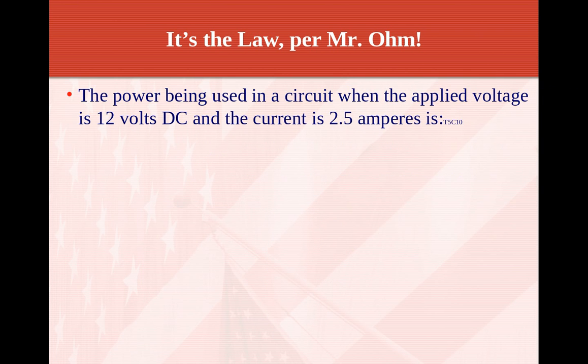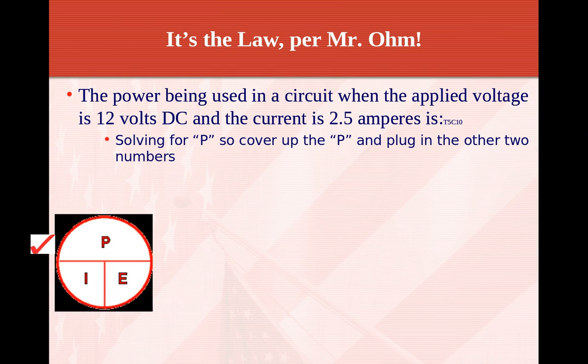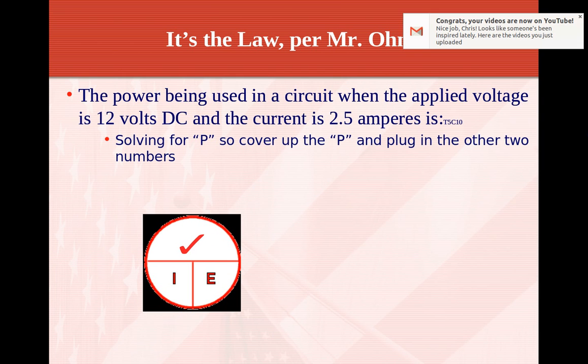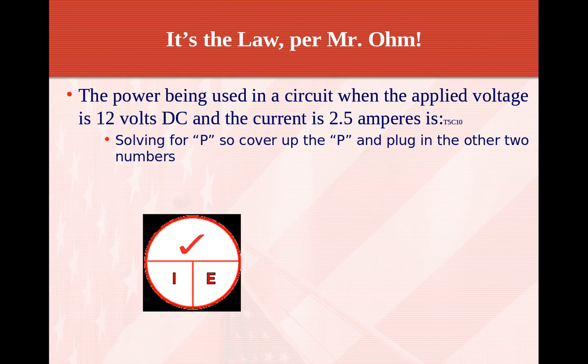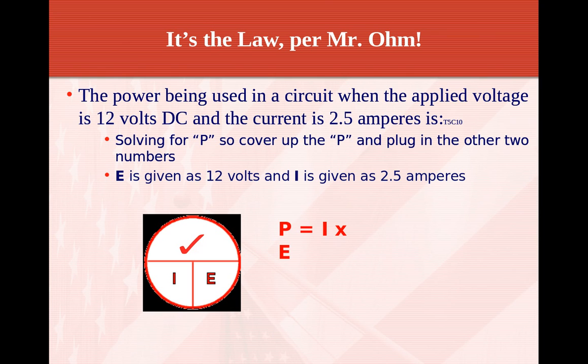The power being used in a circuit when the applied voltage is 12 volts and the current is 2.5 amps. So we want to solve for P, so we cover up the P, and it's E times I. E is given as 12 volts, I is given as 2.5 amps. P is equal to I times E. P is equal to 2.5 amps times 12 volts, which gives us 30 watts.